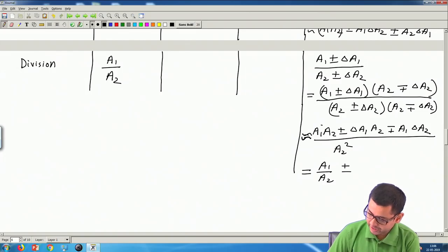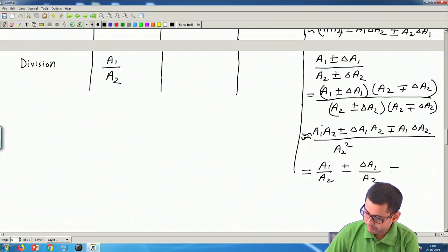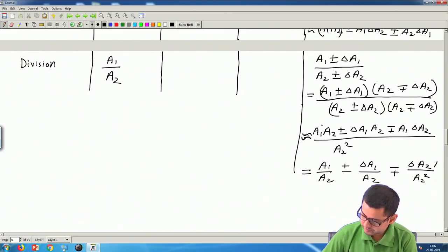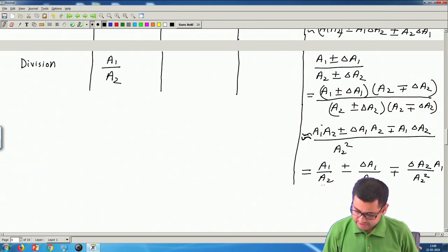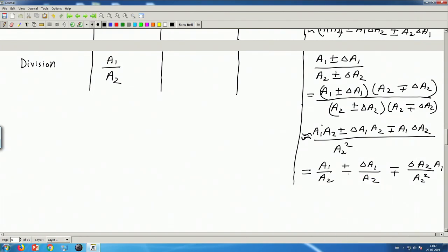Then we'll have plus minus delta A1 by A2, and here we will have minus plus delta A2 by A2 square and A1. So this is the estimated quantity and this is the error.